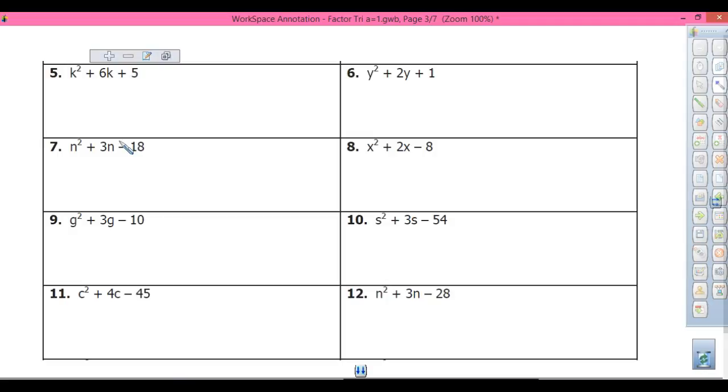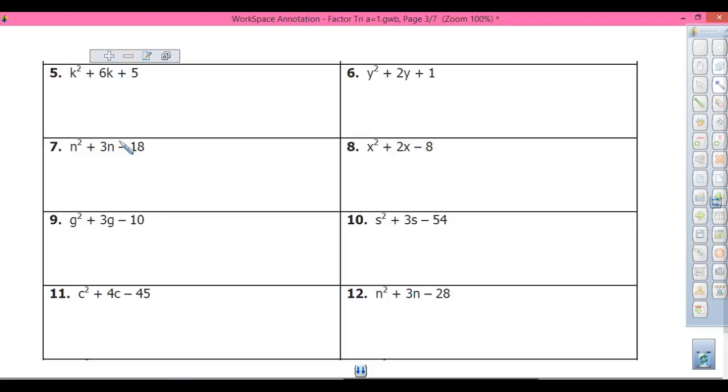I can get to 6 and 3. Now, we know one's got to be positive and one's got to be negative, right? Which one do I make positive and which one do I make negative to get to a positive 3? Yeah, a positive 6 and a negative 3. The 6 plus a negative 3 gives me a positive 3, right? So therefore, my factors are going to be n plus 6, that's positive, and n minus 3, because the 3 is negative.